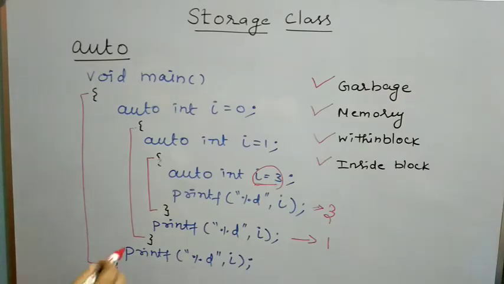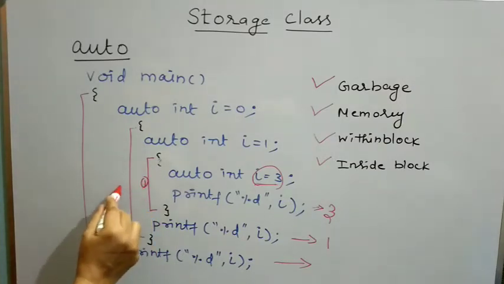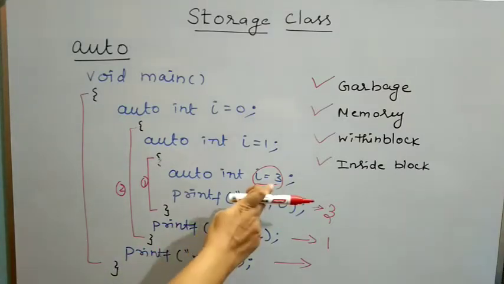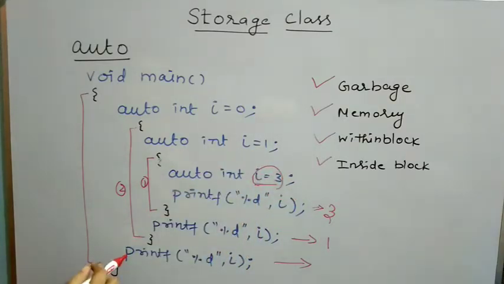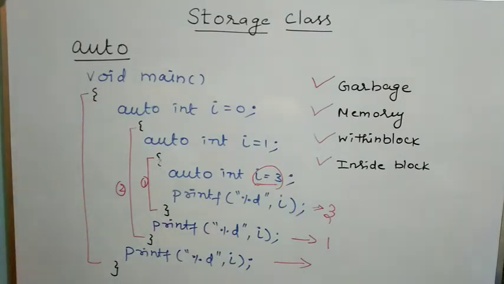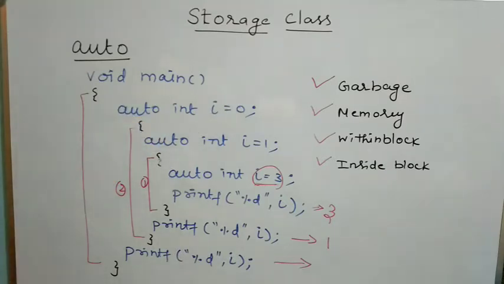When I execute this particular printf statement, I am out of both blocks, block 1 and block 2. Since I am out of both blocks, I cannot access those variables. I can access the variable which is defined inside the main function, whose initial value is 0. So when I print the value of I, 0 will get printed.